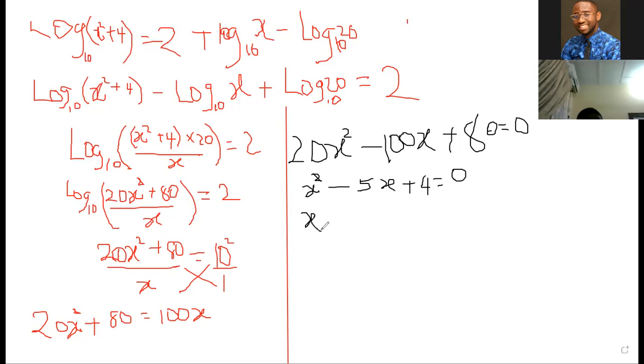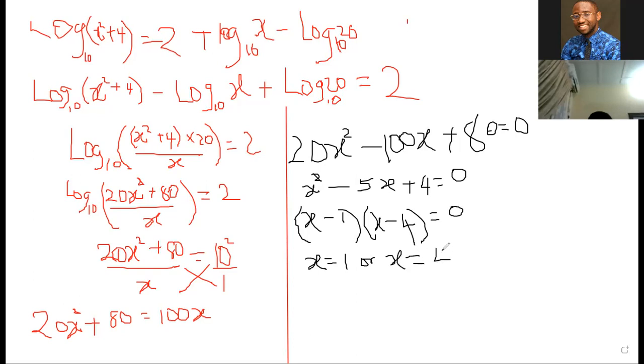From here, we have by factorization, x minus 1 and x minus 4, equal to 0. And that should give us x is equal to 1 or x is equal to 4. So that's our answer.